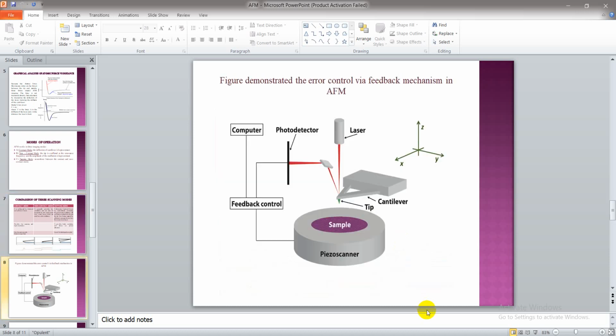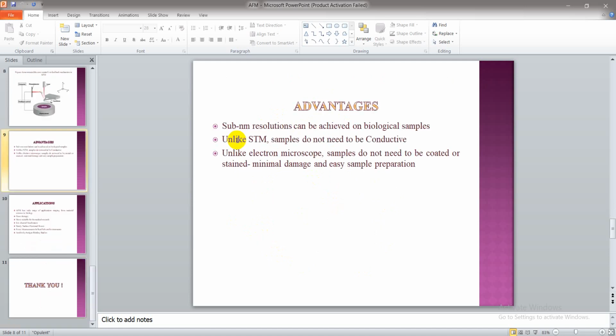Now this figure basically demonstrates the overall feedback mechanism, how this feedback mechanism is controlling the error, if any, in the analyzing of the surface morphological behavior of the samples. So this is the sample we have, this is the cantilever on which we have a silicon nitride tip. This laser deflection is analyzed with the help of this photo detector, and we have a feedback control mechanism which is basically used to control the error, if any, in the system.